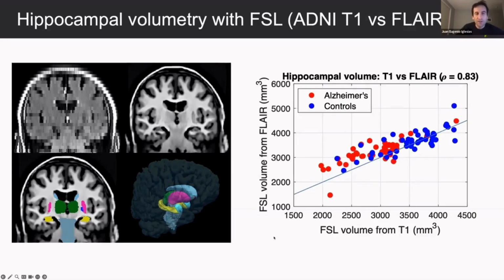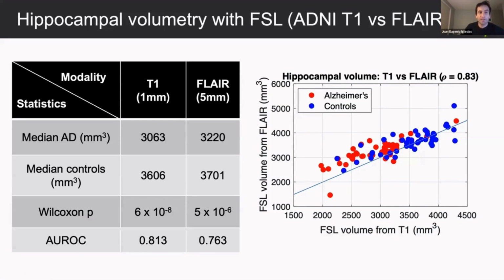So when you look at the correlation here between the volume from the T1 and the volume from the FLAIR, again, this is the hippocampus, right? The hippocampus is sort of parallel to the axial plane. So using a 5 millimeter axial acquisition to measure hippocampal volume is incredibly hard. So it's not surprising that because of blurring, the volume estimates are a bit higher in general. But the correlation is pretty good. It's 83%. And the separation between the Alzheimer's and the controls is still there.